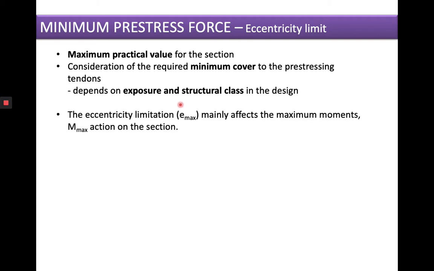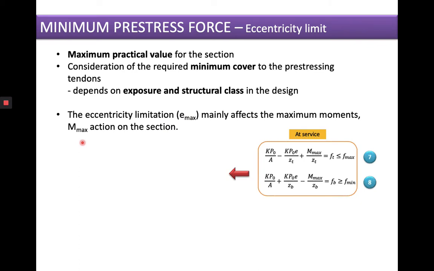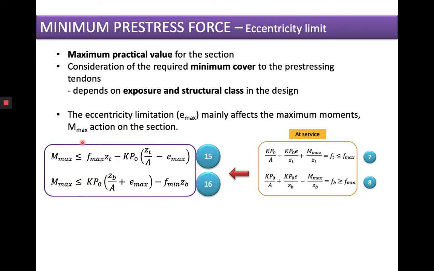So the eccentricity limitation, or E maximum, mainly affects the maximum moments, or M maximum, action on the section. So we have to determine this E max, and then we can determine the value of the M max. As for the equation for the M maximum, it can actually be derived from the equations that we have used previously, which are equation 7 and also equation 8.